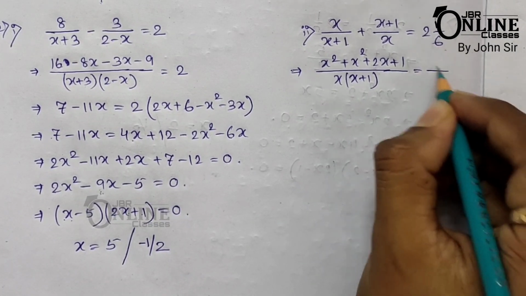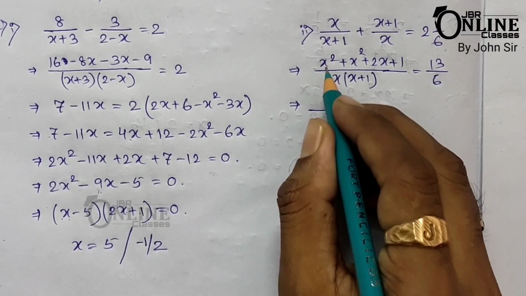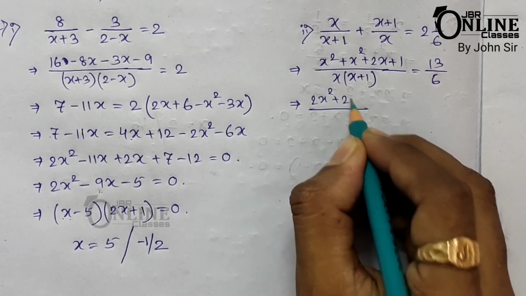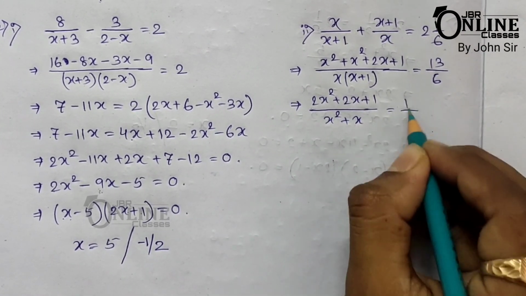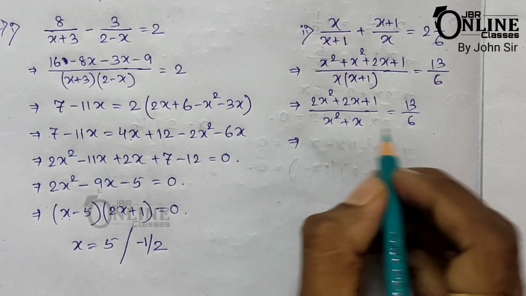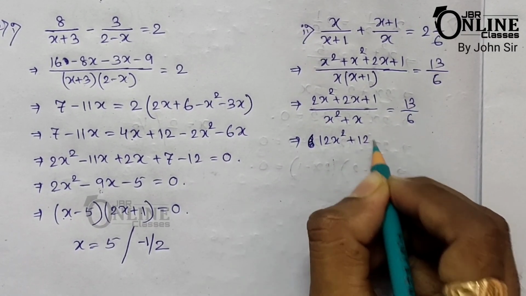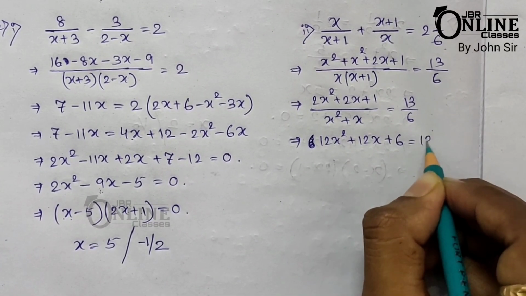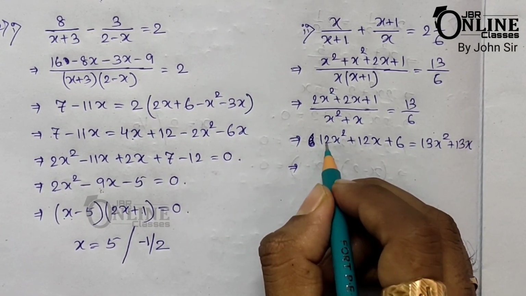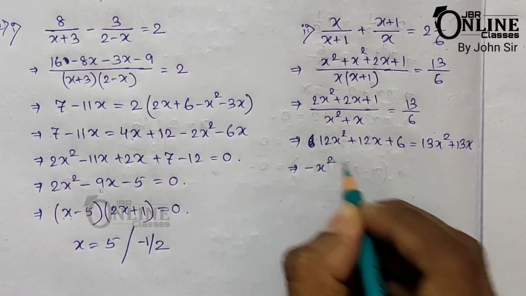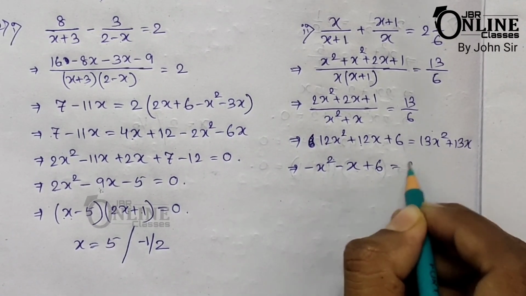And here 13 by 6. Now next thing is in numerator it becomes 2x squared plus 2x plus 1, and here x squared plus x, that becomes 13 by 6. Now cross multiply, it's 6 into (2x squared plus 2x plus 1), 12x squared plus 12x plus 6, here 13x squared plus 13x. So 13x squared minus 12x squared becomes minus x squared. Then 12x minus 13 becomes minus x, and here plus 6 equal to 0.